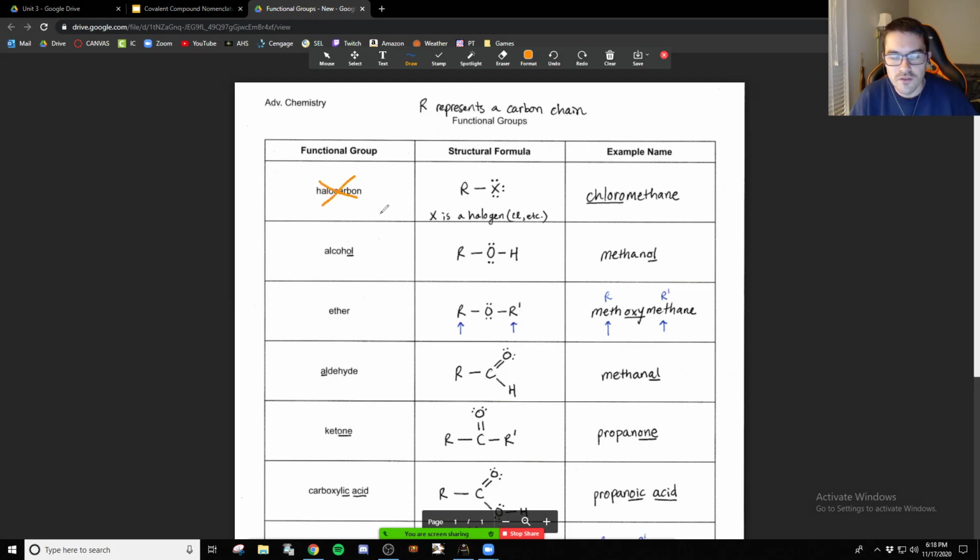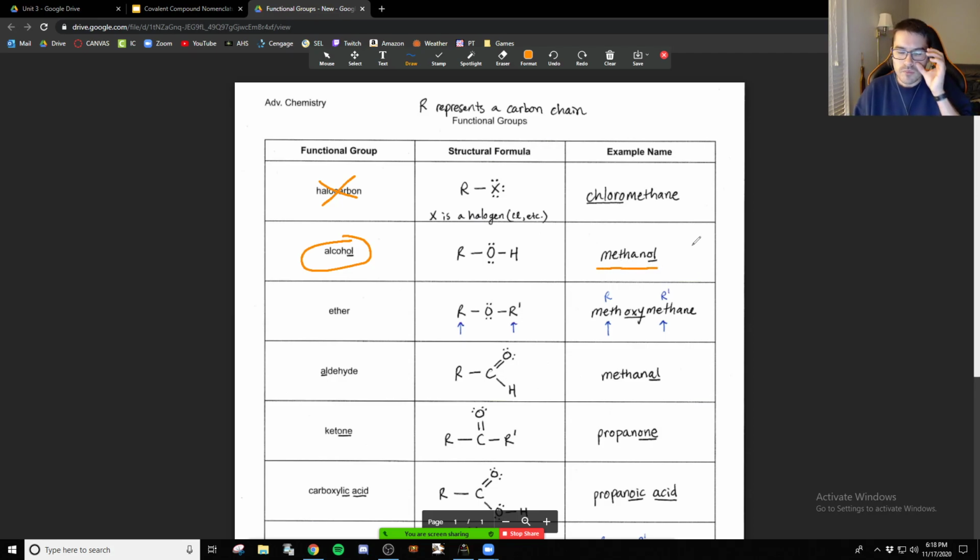Let's work with, we're going to skip halocarbons. These are honestly not too important, so I have it on here just because it is a common functional group, but they're honestly kind of boring, and you can see it's pretty simple here. Let's actually jump down and look at an alcohol. Okay, so the example that I'm going to do is the example name right here, methanol.